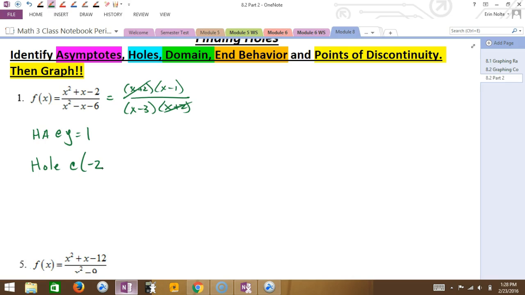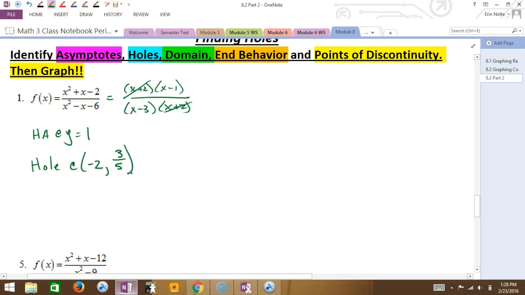How do I find the corresponding y value? Plug it in. Good. I plug it into the simplified version. Can we do this mentally? So -2, ignore the canceled part. So I have -2 minus 1, -3, and then -2 minus 3, -5. So I have -3 over -5, which is 3/5. Good.